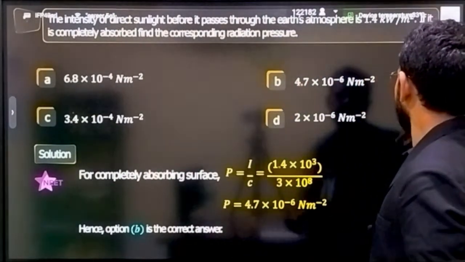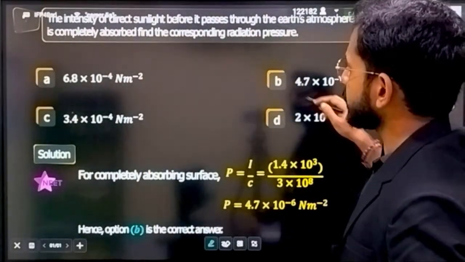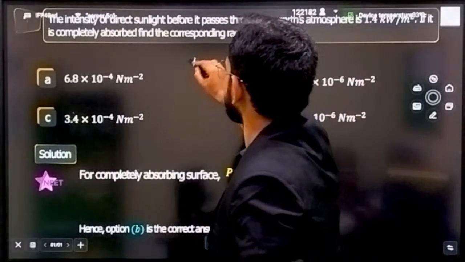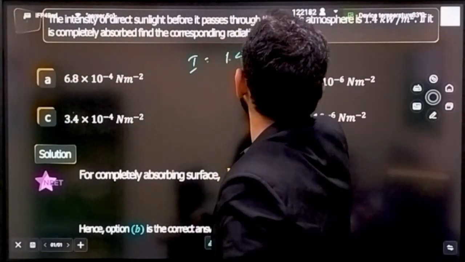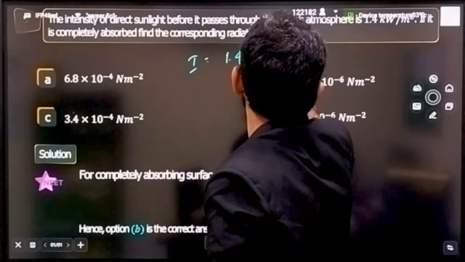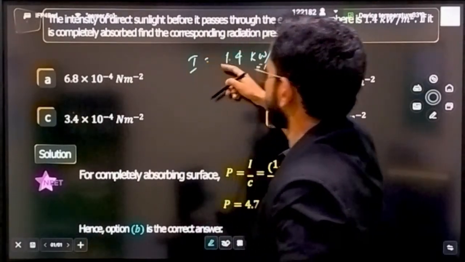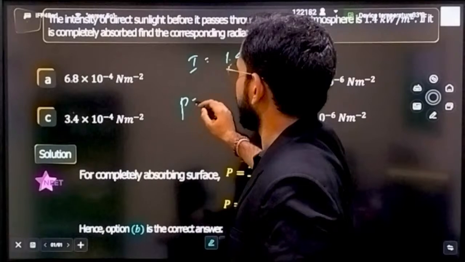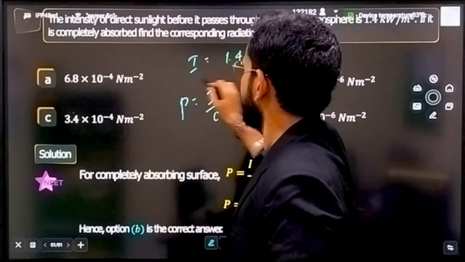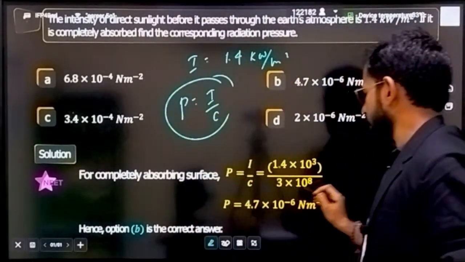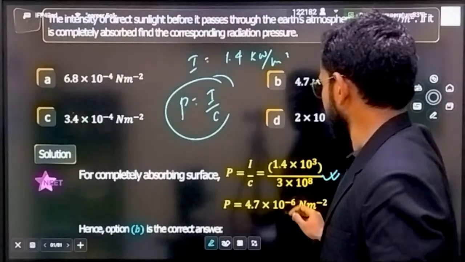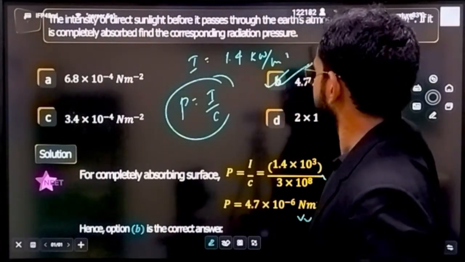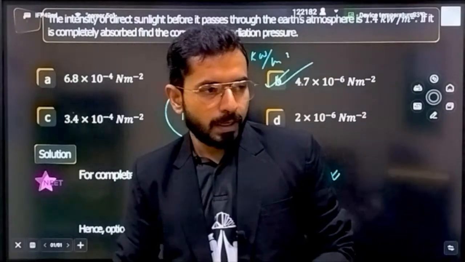See, a simple question. What is given here is the intensity of direct sunlight before it passes through the earth's atmosphere. Intensity is given, कितना दे रखा है, इतना दे रखा है. If it is completely absorbed, radiation pressure we have to find. How will we say it? It will be simply I by c. Simply calculate I by c. What is the answer coming? 4.7 into 10 power minus 6 newton per meter squared. Option B will be coming.